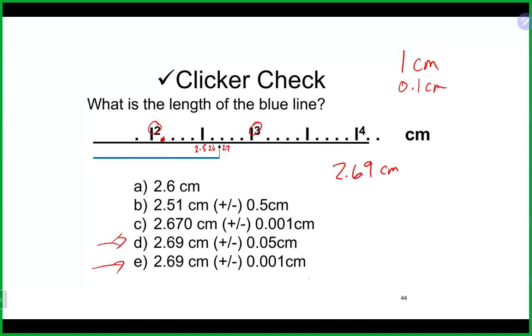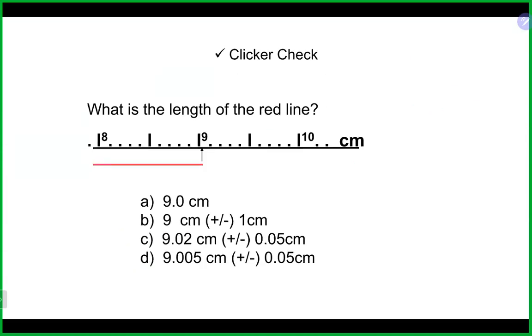Now we could look at our plus or minus by taking our smallest number here and dividing by 2. And that's going to give us plus or minus 0.05 centimeters. So I'm going to go with D there as our right answer. Any questions on that one there? All right.